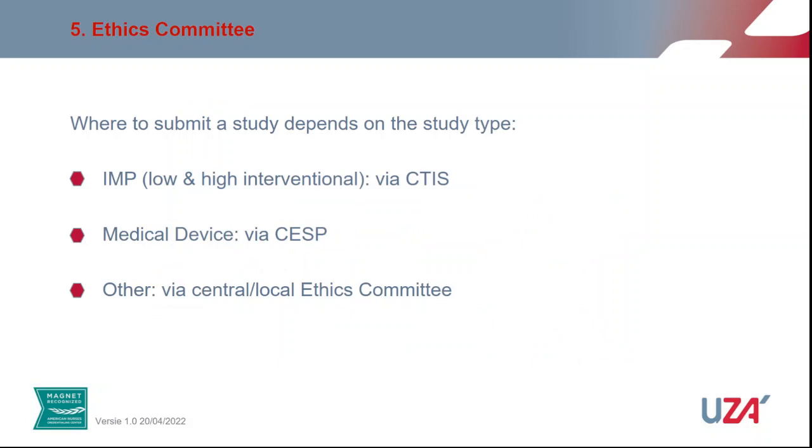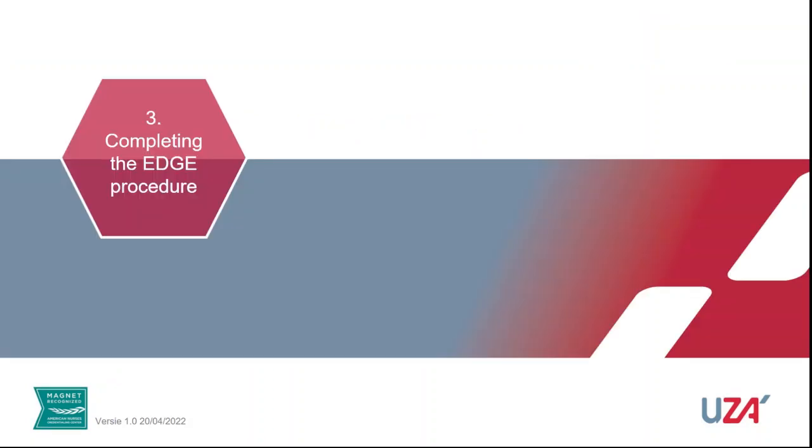Where to submit a study depends on the study type. Since 2021, IMP trials need to be submitted through CTIS. Medical device trials need to be submitted through CESP. All the other trials need to be submitted at a central and/or local ethics committee. These were the 5 workflows that could potentially be started for a study.